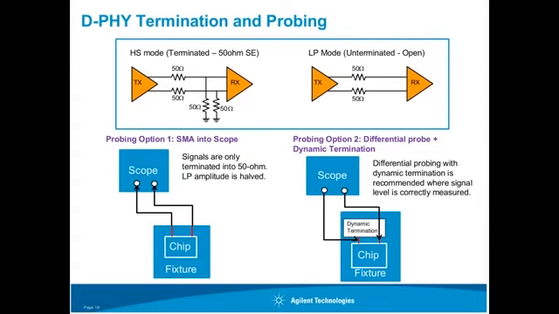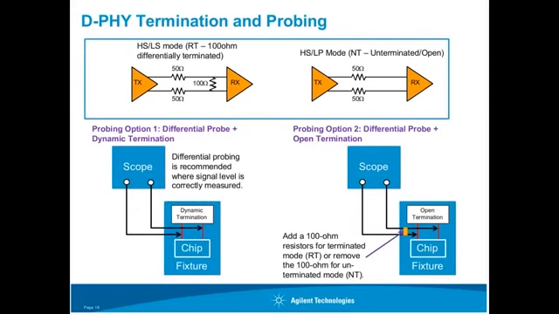And how do we probe? So we can use the scope differential probes to measure the signals. So the second option, I believe, is the more recommended option, because the signal level for the low power mode is correctly measured, right? Although the setup could be slightly more complex. So this is definitely two different probing options, and probing option number 2 is, I think, the more recommended way to be probing at the signals.